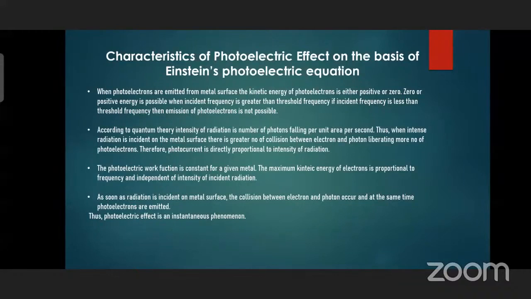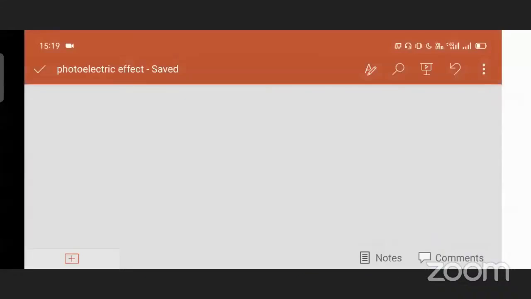The third one is that the photoelectric work function is constant for a given metal. The maximum kinetic energy of electrons is proportional to the frequency and independent of the intensity of incident radiation. As soon as radiation is incident on the metal surface, the collision between electron and photon occurs, and at the same time, photoelectrons are emitted. Thus, it shows that the photoelectric effect is an instantaneous process. Now, we will see the demonstration of all the theory that we have described here.